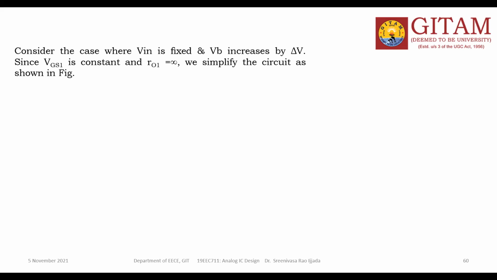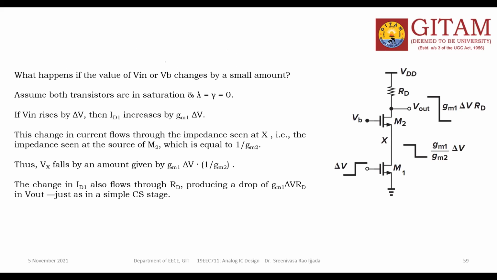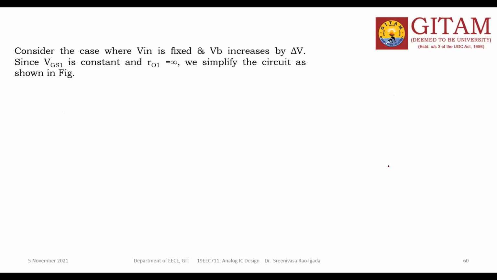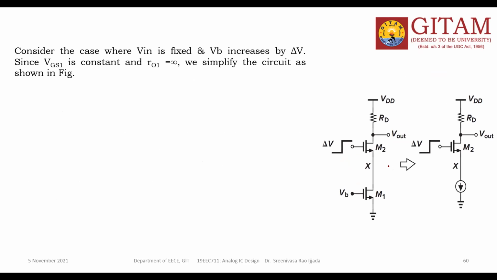Since VGS1, the gate to source voltage, is constant, that means for the M1 device, this is the gate and this is the source. In the second case, this is constant because the source is grounded and the gate is fed with some constant voltage. Then VGS becomes constant. Whenever VGS1 is constant and R01 is infinite, we can simplify the circuit as shown below.